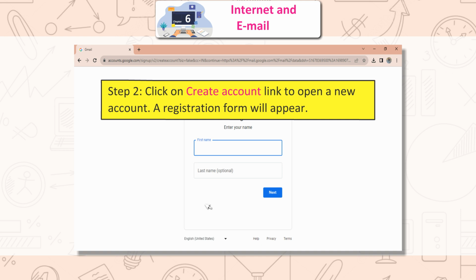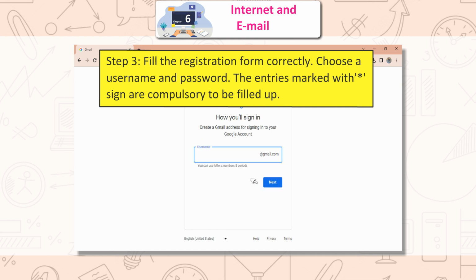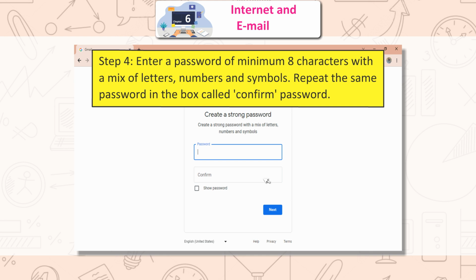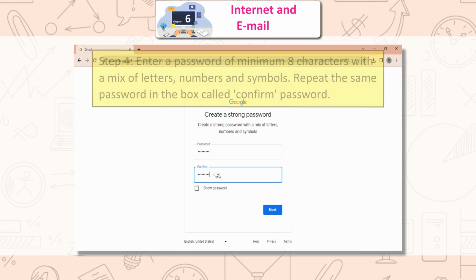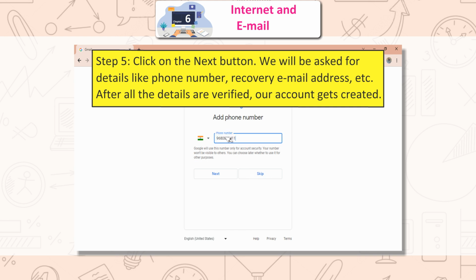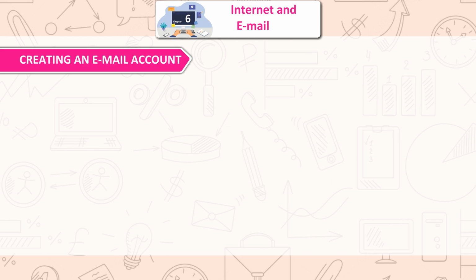A registration form will appear. Step 3. Fill the registration form correctly. Choose a username and password. The entries marked with asterisk sign are compulsory to be filled up. Step 4. Enter a password of minimum 8 characters with a mix of letters, numbers, and symbols. Repeat the same password in the box called Confirm Password. Step 5. Click on the Next button. We will be asked for details like phone number, recovery email address, etc. After all the details are verified, our account gets created.